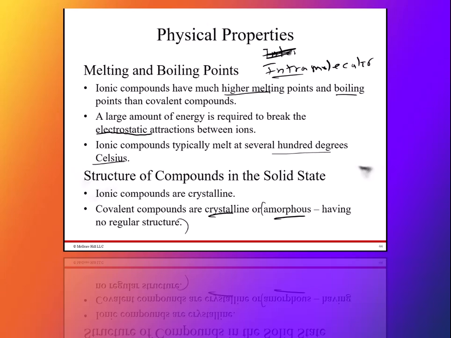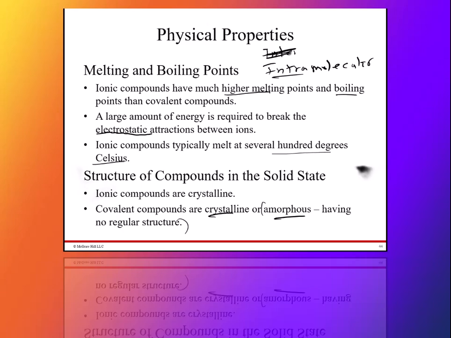Now there are crystals. When you think of a diamond, it is a crystalline network solid, and it is covalently bound together. So that's why they're saying covalent compounds can be crystalline or amorphous.